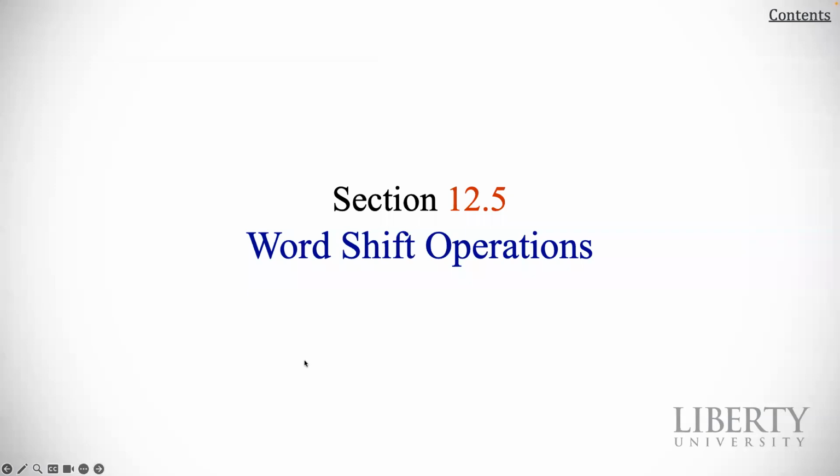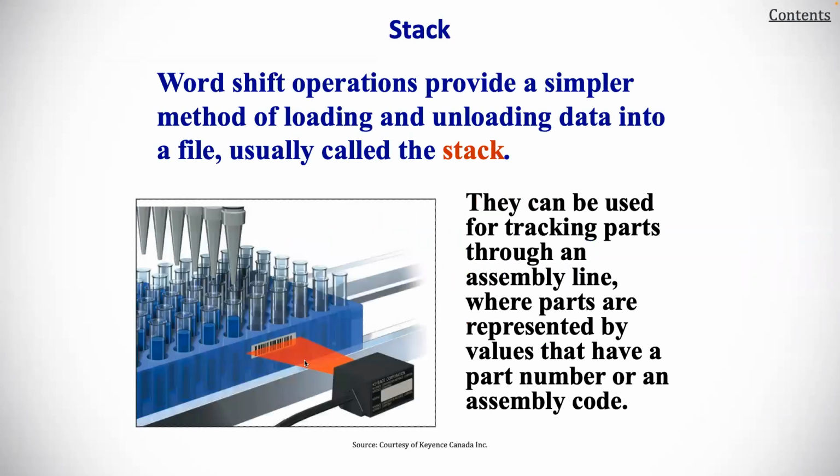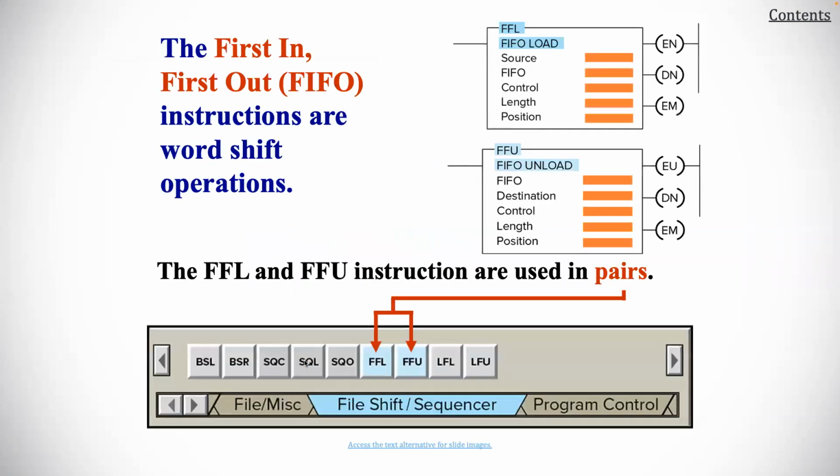Okay, let's just quickly finish with the word shift operations. And so for this, word shift operations provide a simpler method of loading and unloading data into a file, usually called a stack. It can be used for tracking parts through an assembly line where parts are represented by values that have a part number or an assembly code. So this is a first in, first out instruction, how this works.